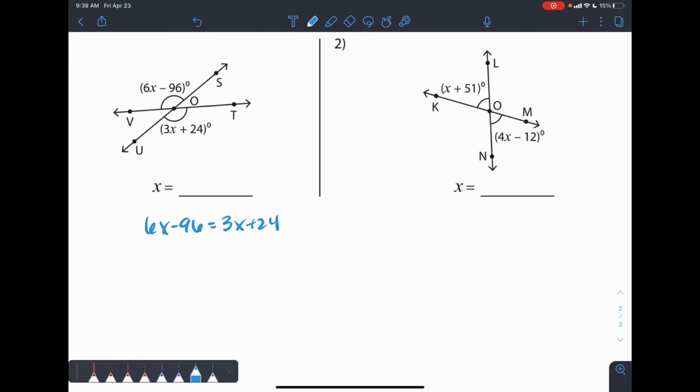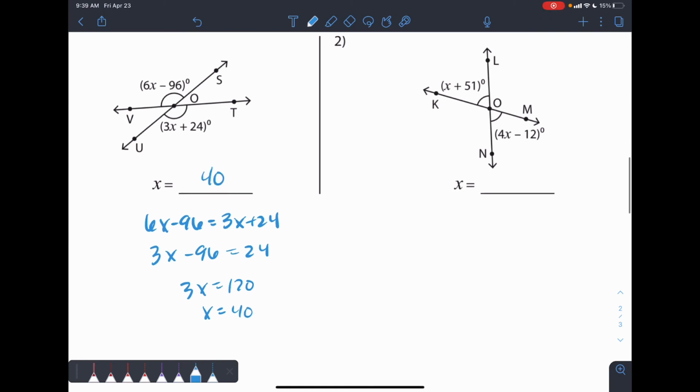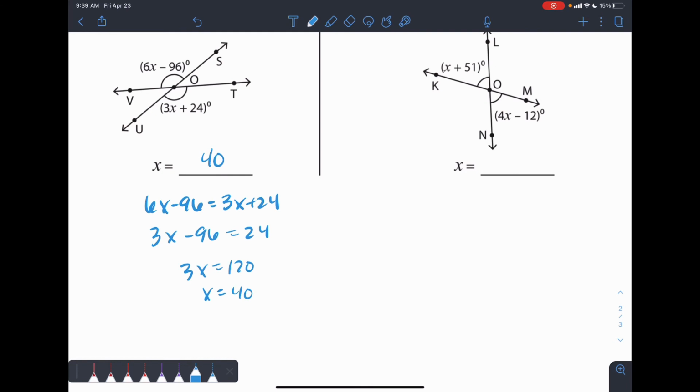The first step we can take here is subtract 3x from both sides. So 3x minus 96 is equal to 24. Then I'll add 96 to both sides. So 3x is equal to 120. Divide by 3, x is equal to 40. So that's very nice. I now want to substitute in and solve for the actual angle measures. I'm not asked to do that, but I think it's a good habit to get into.